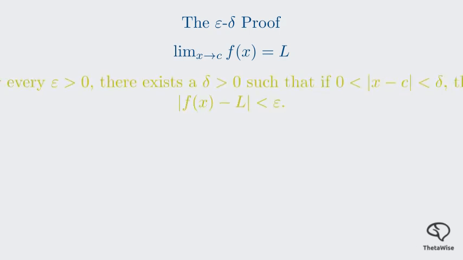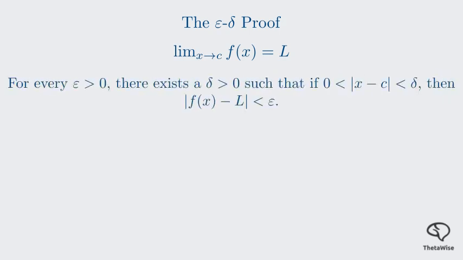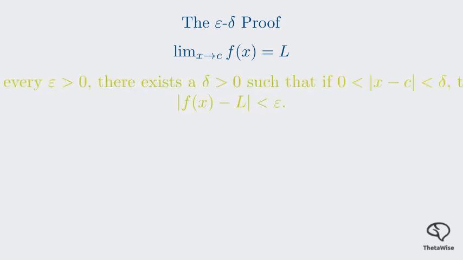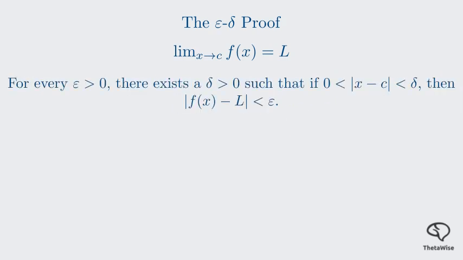Let's break this down. The epsilon is a challenge. You pick a target distance around L. Your job is to find a delta, a zone around c, such that any x you pick from that zone gets mapped into your target epsilon zone. Think of delta as your answer to the epsilon challenge. You're guaranteed to always be able to find such a delta.